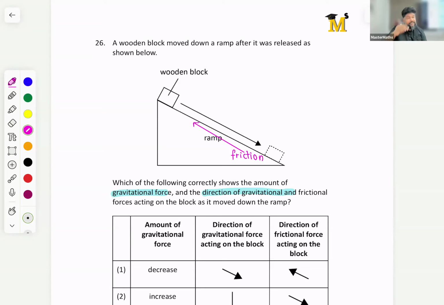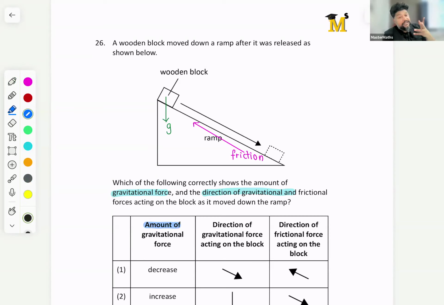This is what I taught you just before your test. Remember, I talked about gravitational force. Gravitational force will act directly down. It always acts directly down like this, okay? Is that okay? Okay, cool. Now, let's look at the amount of gravitational force.